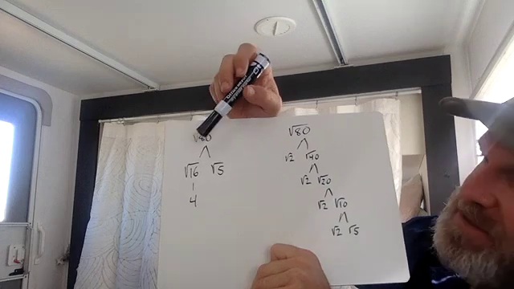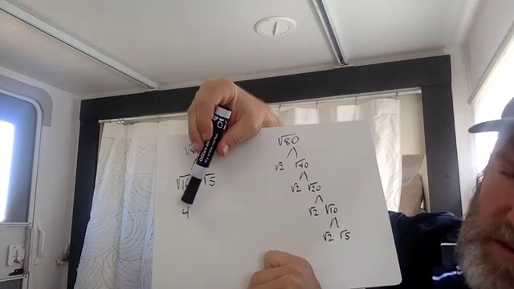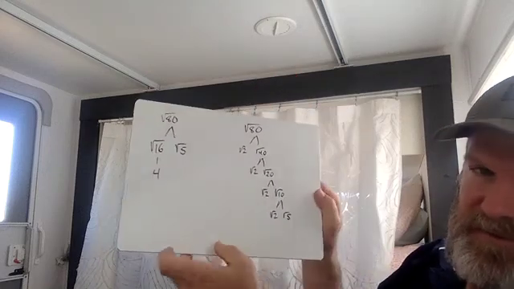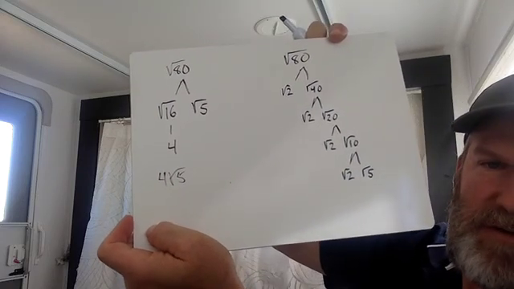So it's the square root of 16 times the square root of 5, and the square root of 16 is 4. So your answer is just 4 square root 5, because that's all that's left. Square root of 5 doesn't break down any farther. That's kind of sloppy writing, but the answer is 4 square root 5.